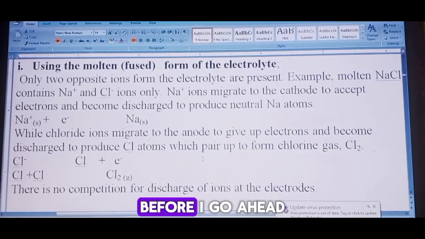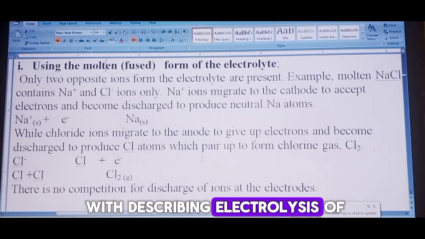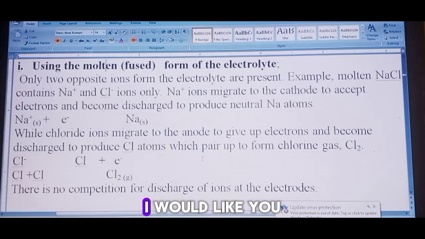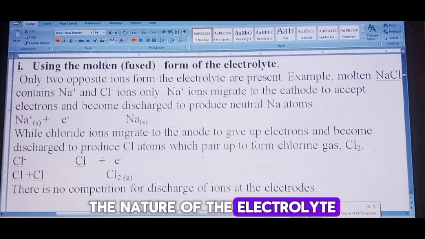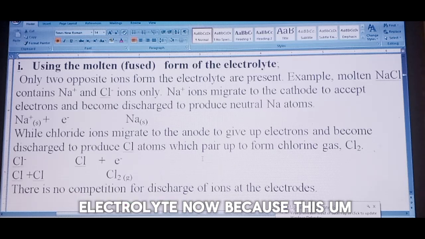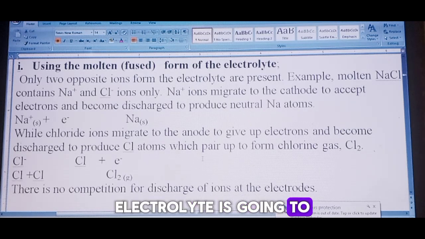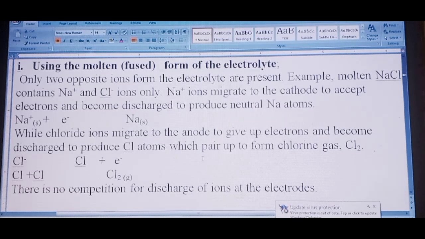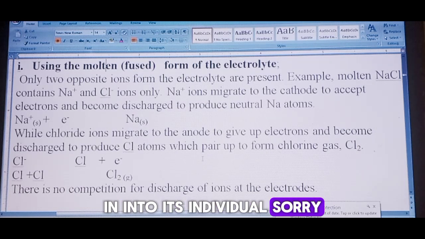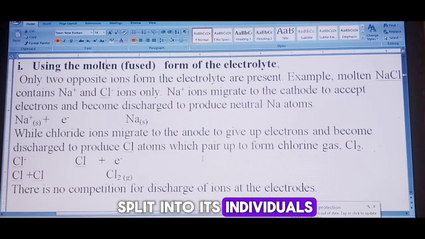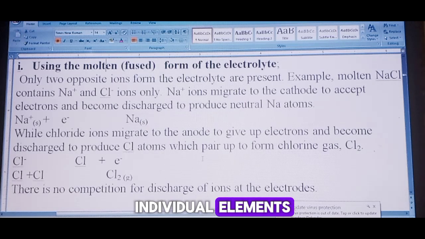Now, before I go ahead with describing electrolysis of some compounds here, I would like you to understand that there are some factors that affect electrolysis. First of all, the nature of the electrolyte. Because this electrolyte is going to be split into two, right? Sorry, it's going to be split into its individual elements.